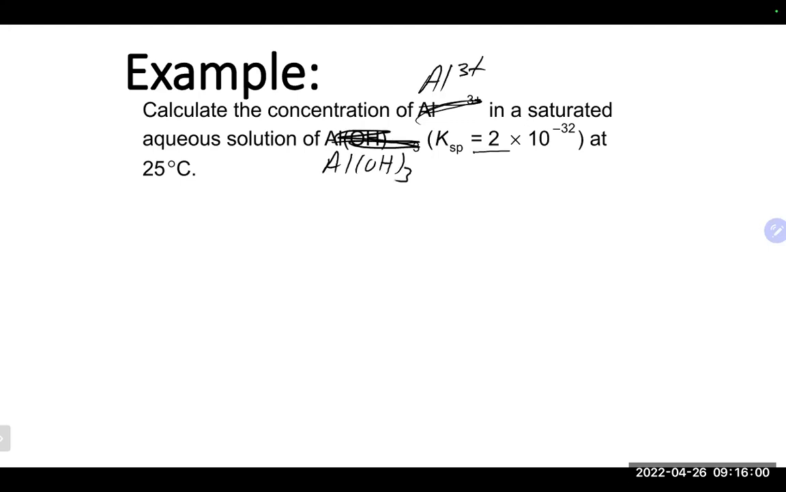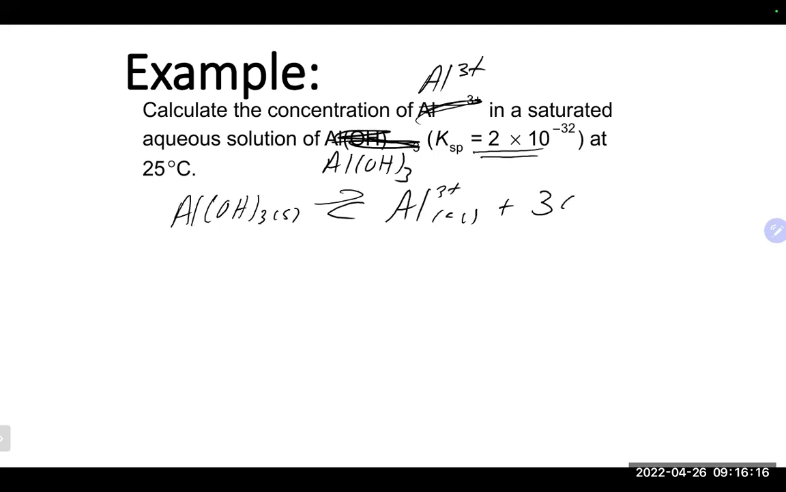We're just given the Ksp, so that should tell us some ICE table. Also should tell us our aluminum hydroxide here will be a solid. When it breaks apart, we will get an aluminum that has a +3 charge, and we'll get a few of the hydroxides there that have -1 charge. Our Ksp in this case would be the aluminum times the hydroxide, and we do need to make sure we cube it because of the 3 that is there.